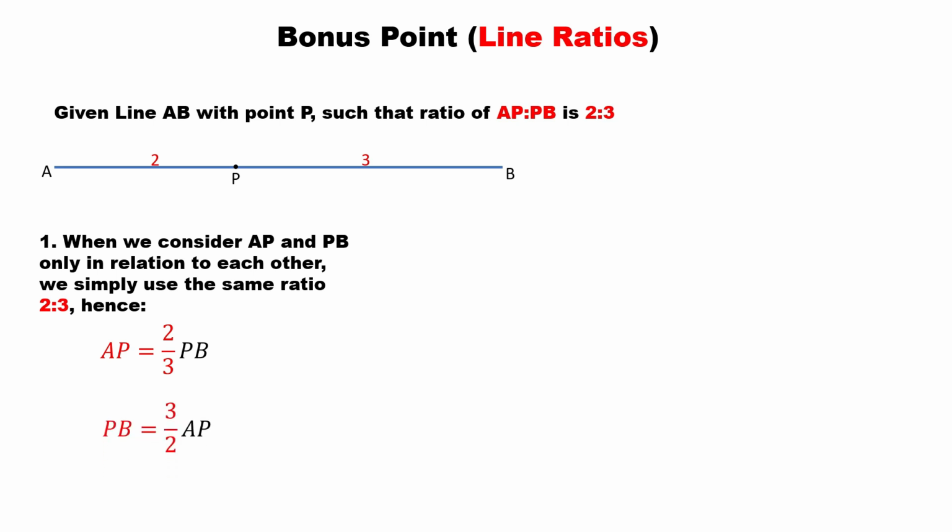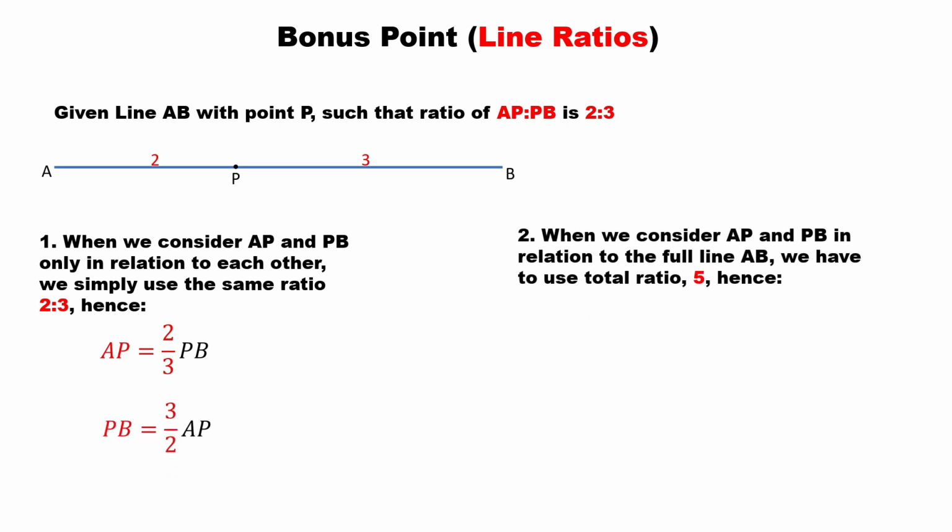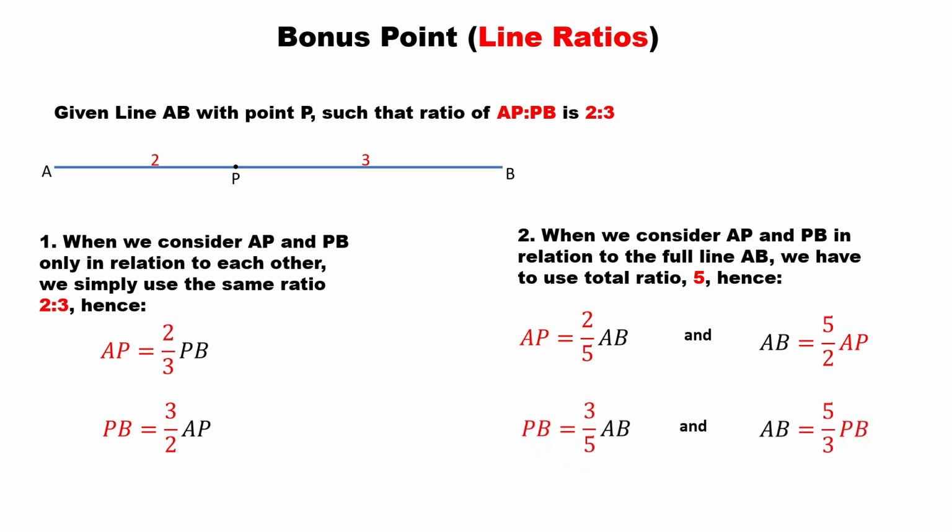AP. The second case is, if we consider AP and PB in relation to the full line AB, we have to use the total ratio, which is 5, hence, AP equals 2 over 5 AB, and also AB equals 5 over 2 AP. Also, PB equals 3 over 5 AB, and AB equals 5 over 3 PB.